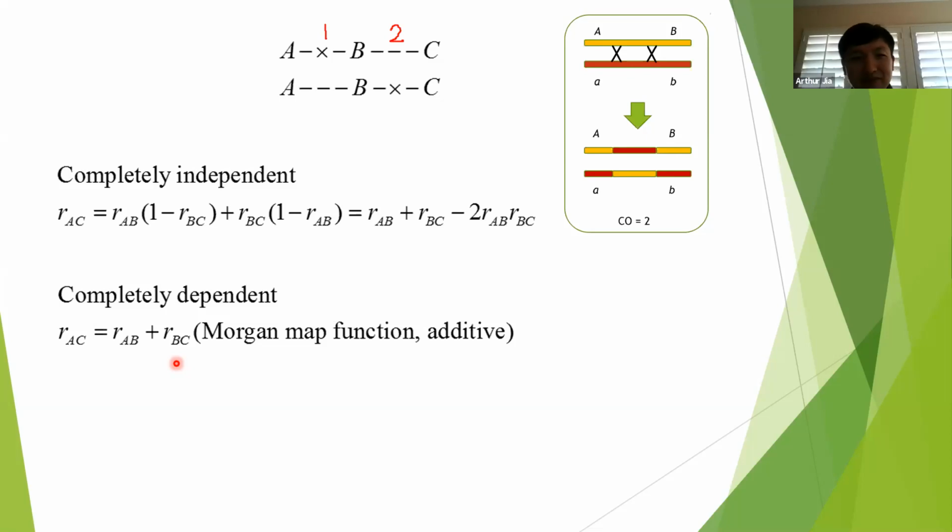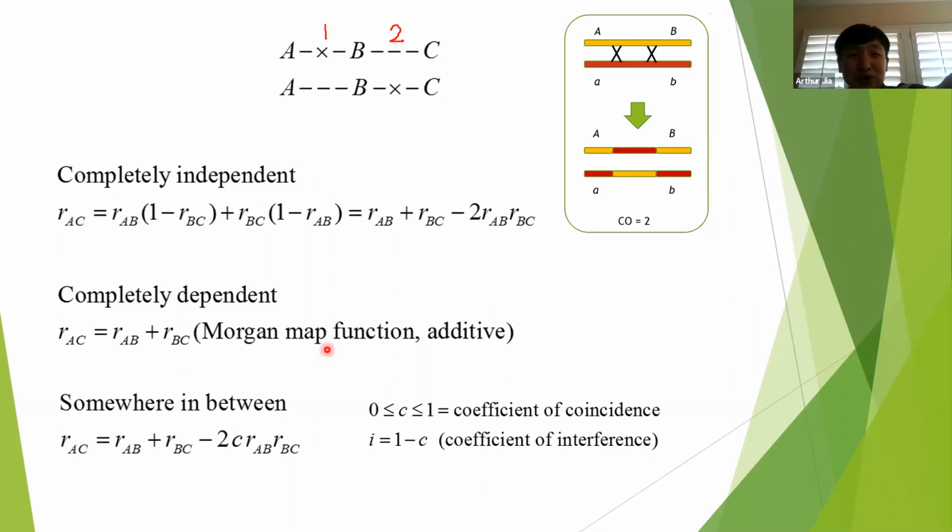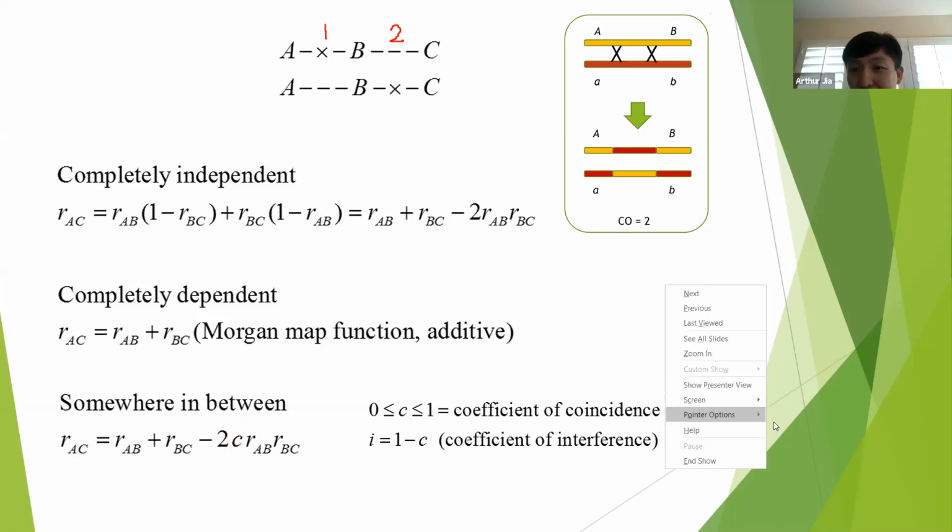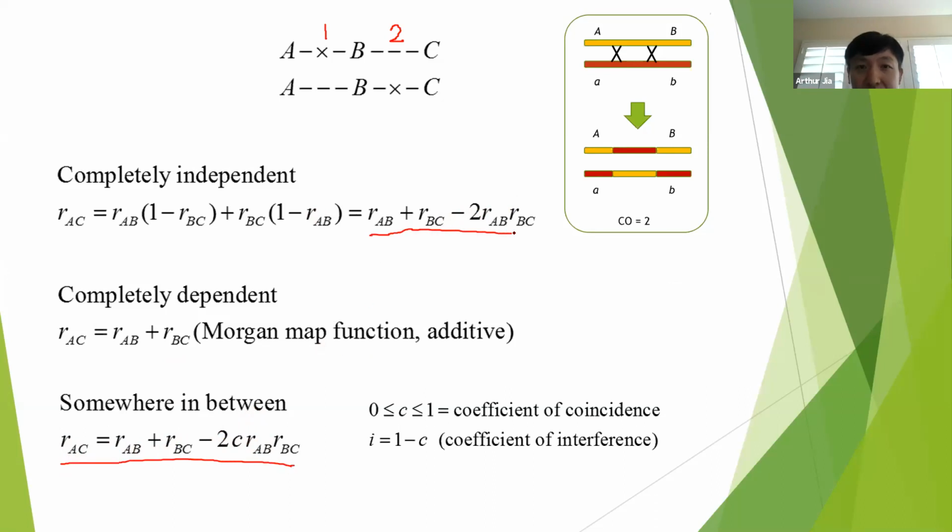Okay, very good. Now, these two examples show two extreme situations. Now this is something very natural. Usually what we see in most of the cases, when we calculate the RAC, the recombination frequency between A and C, is calculated using this formula. And if you compare this one with this one, you're going to see the difference, right? The difference is here. There's a coefficient here.